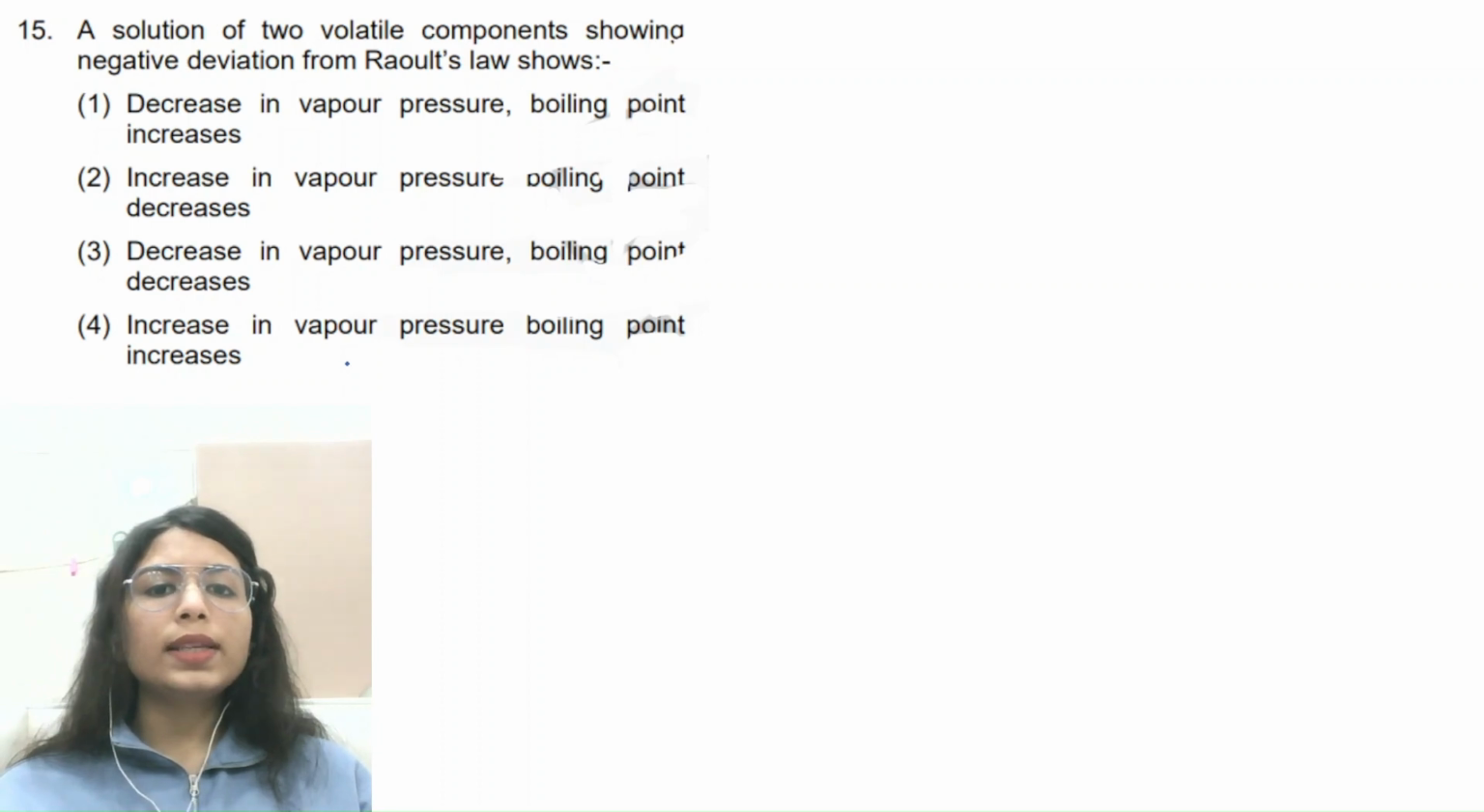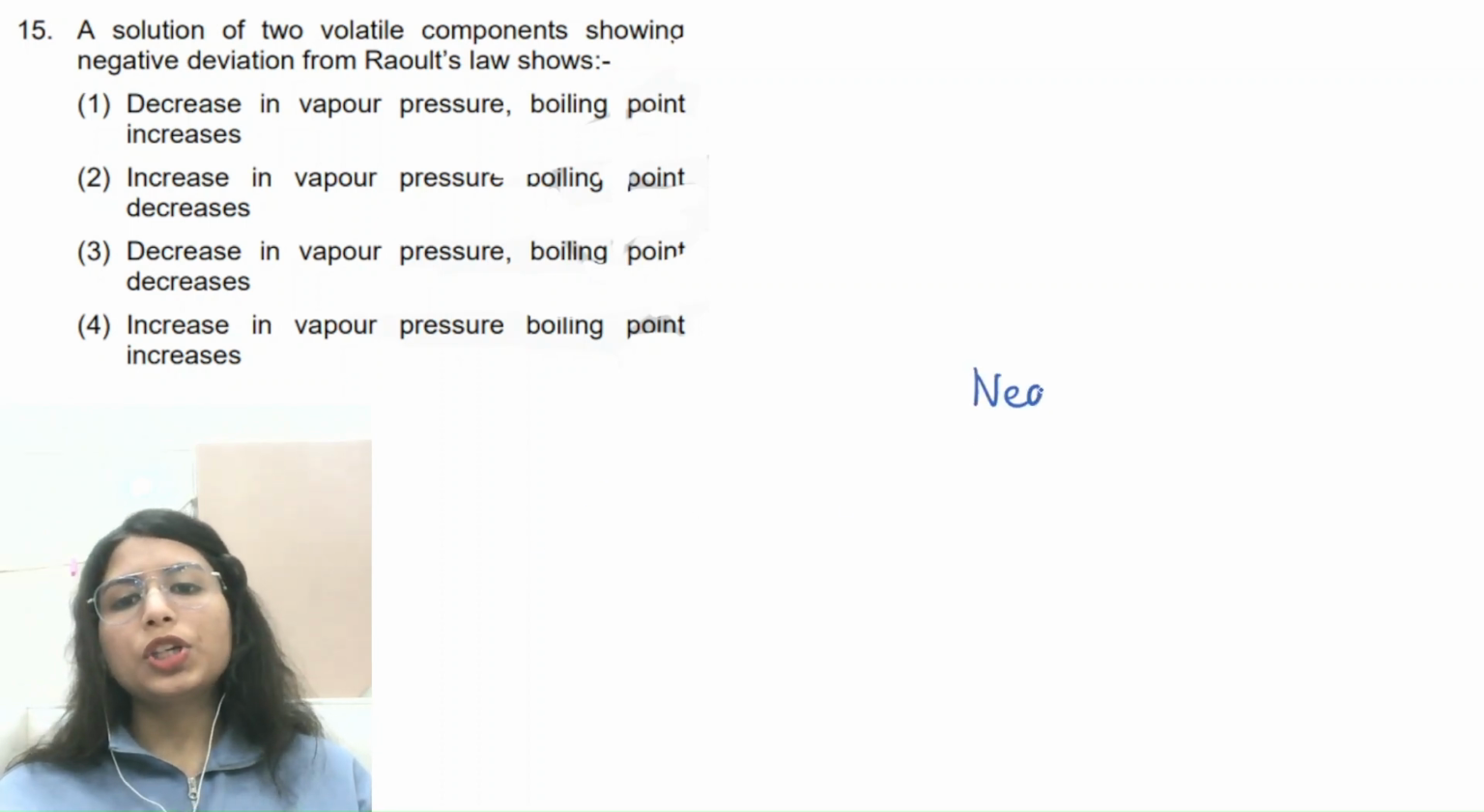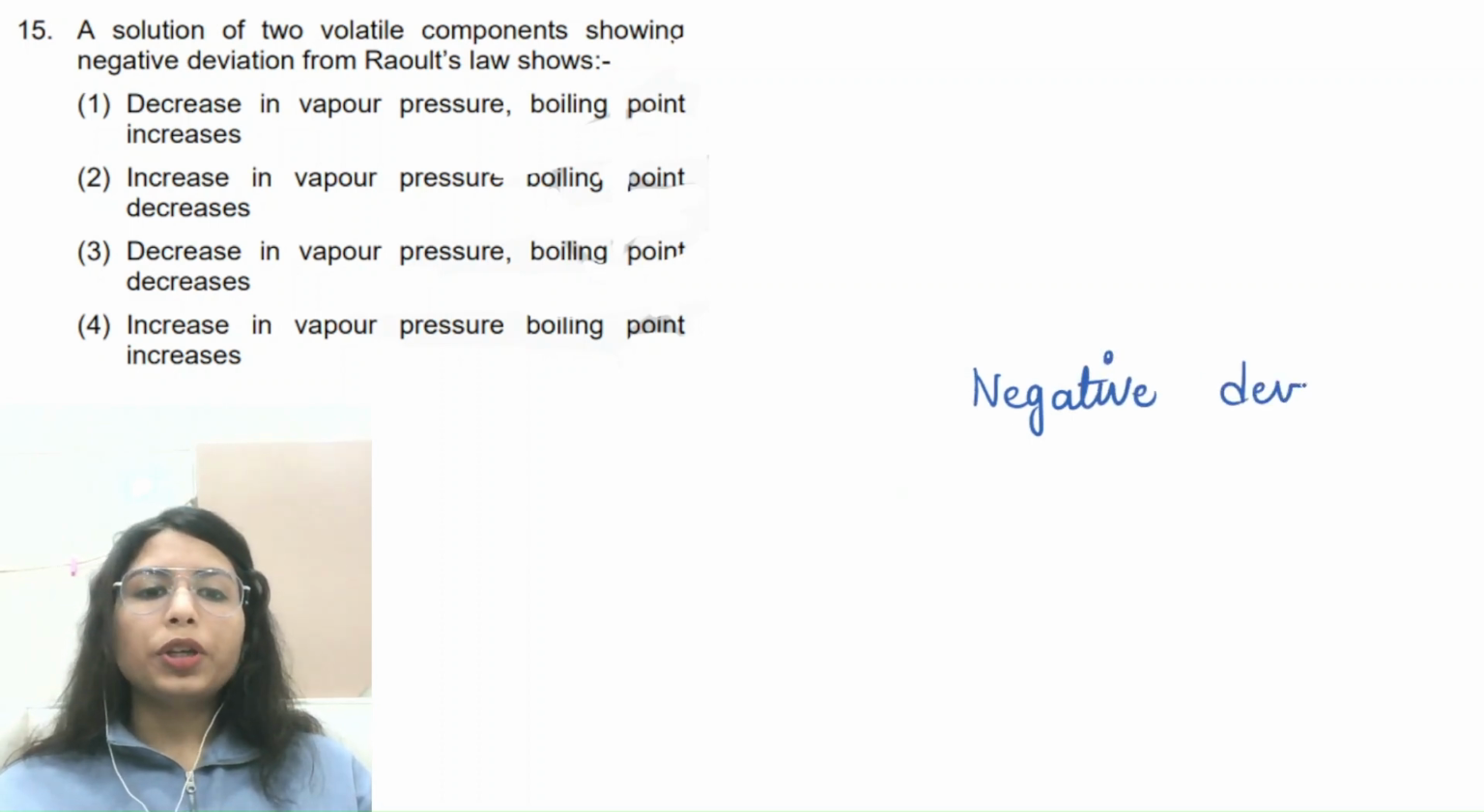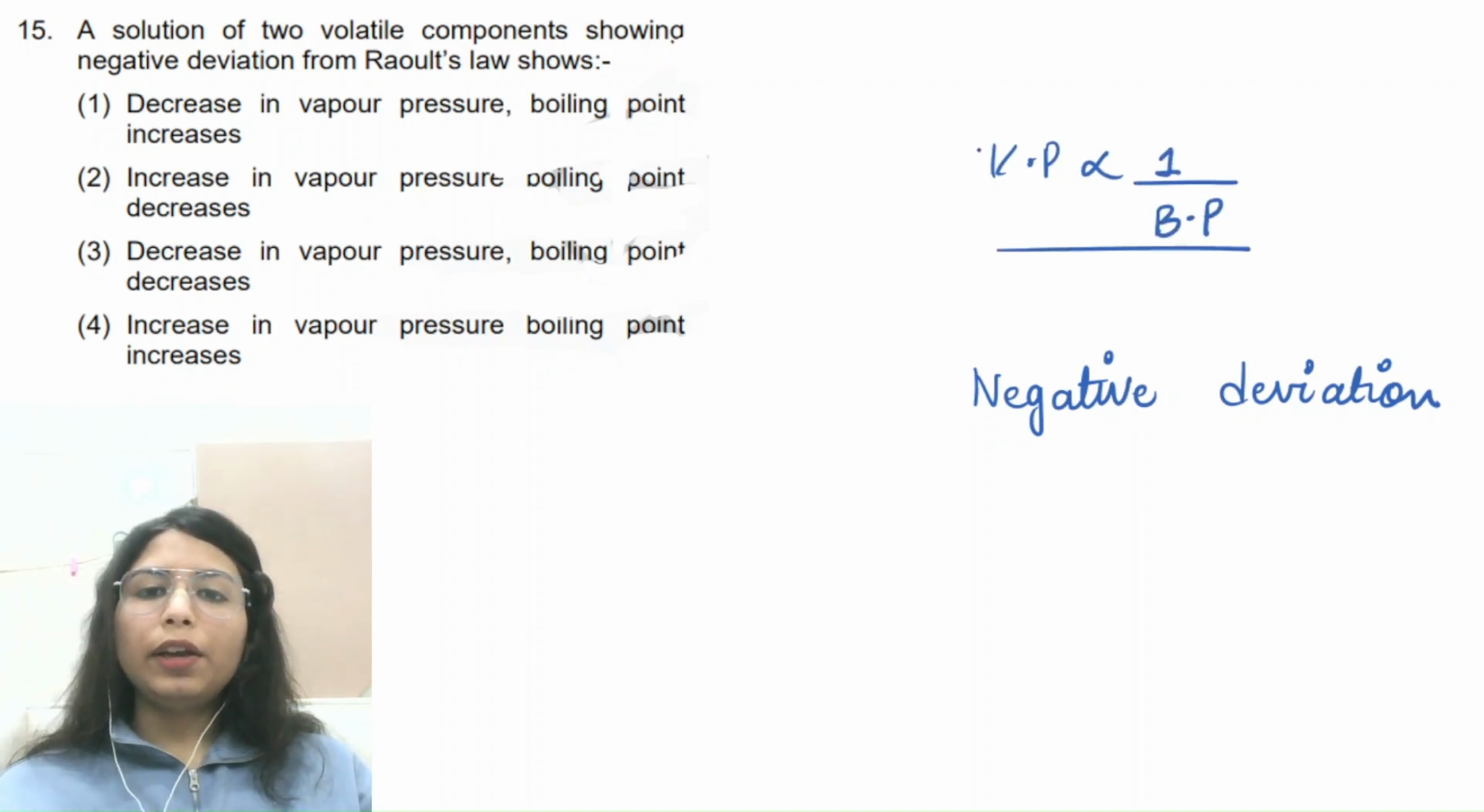So basically here you know the negative deviation case from Raoult's law. If you look at the option here, it is talking about the vapor pressure and the boiling point, right? So we know that vapor pressure and boiling point are inversely proportional to each other, right? If the vapor pressure increases, the boiling point decreases, and vice versa.